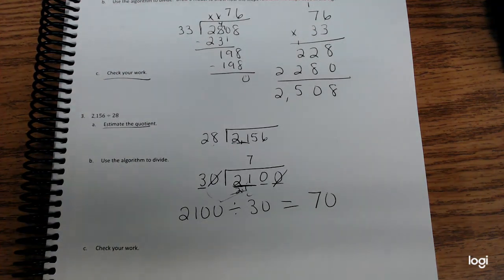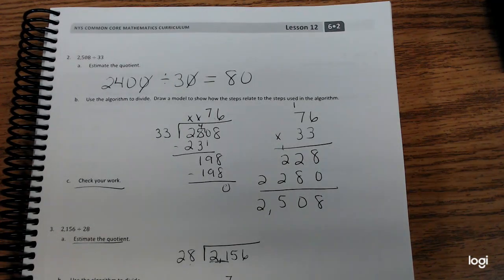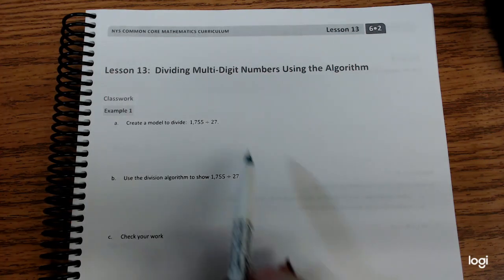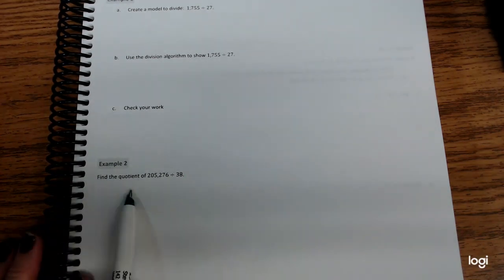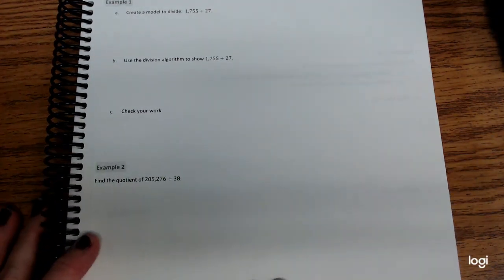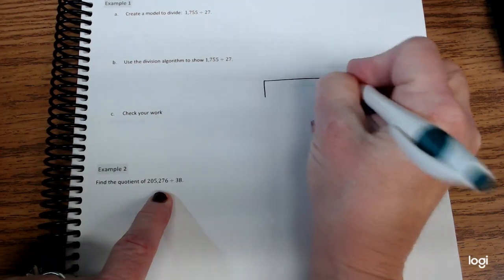All right, so we're actually going to turn our page and go on to lesson 13. So lesson 13 is just continuing to move on with more division, but if you notice, we've got a simpler problem here, but we're going to move on to longer problems. So what I would like for you to do is set up example number 2, and I'm going to start up here because I want to make sure I have enough room to solve this long division problem. So let's go ahead and set it up here.